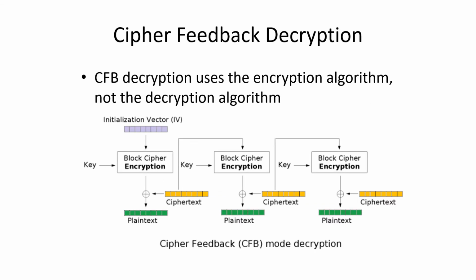You can decrypt that by taking the initialization vector, encrypting it with the algorithm, and then exclusive ORing it with the ciphertext from the first block, and that gives you the plain text. You take that same ciphertext, encrypt it with the key, and then take the result and exclusive OR it with the ciphertext in the next block, and so forth, and that will give you the result.